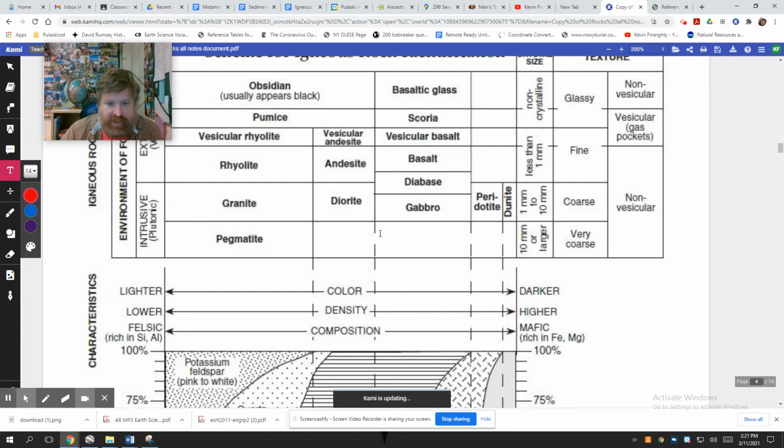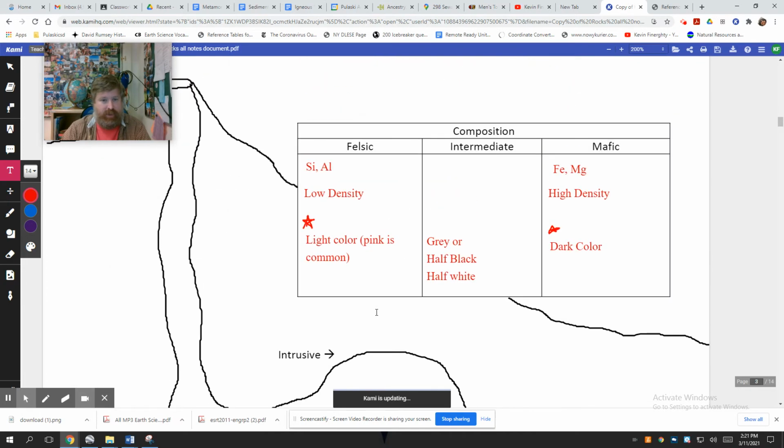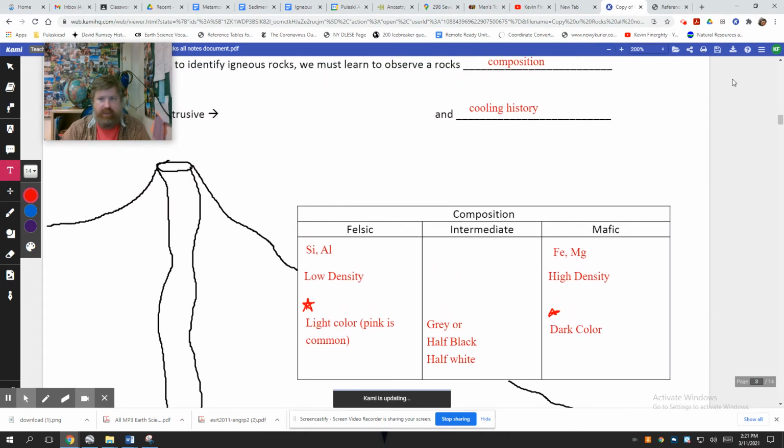Now, how do you tell the difference from the top of this to the bottom of this between obsidian and pegmatite and all of those? So if you know your felsic, how are we going to go up, down here? And that's going to be by the cooling history. How quickly or slowly did this rock cool?